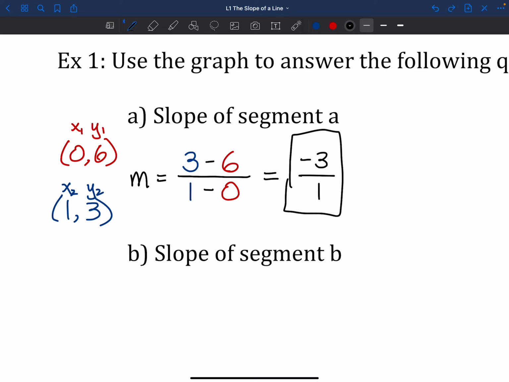It's a perfectly fine way to do it. If you wanted to, we could simplify that. Negative 3 divided by 1 is just negative 3. Either one of those is going to be A-okay.